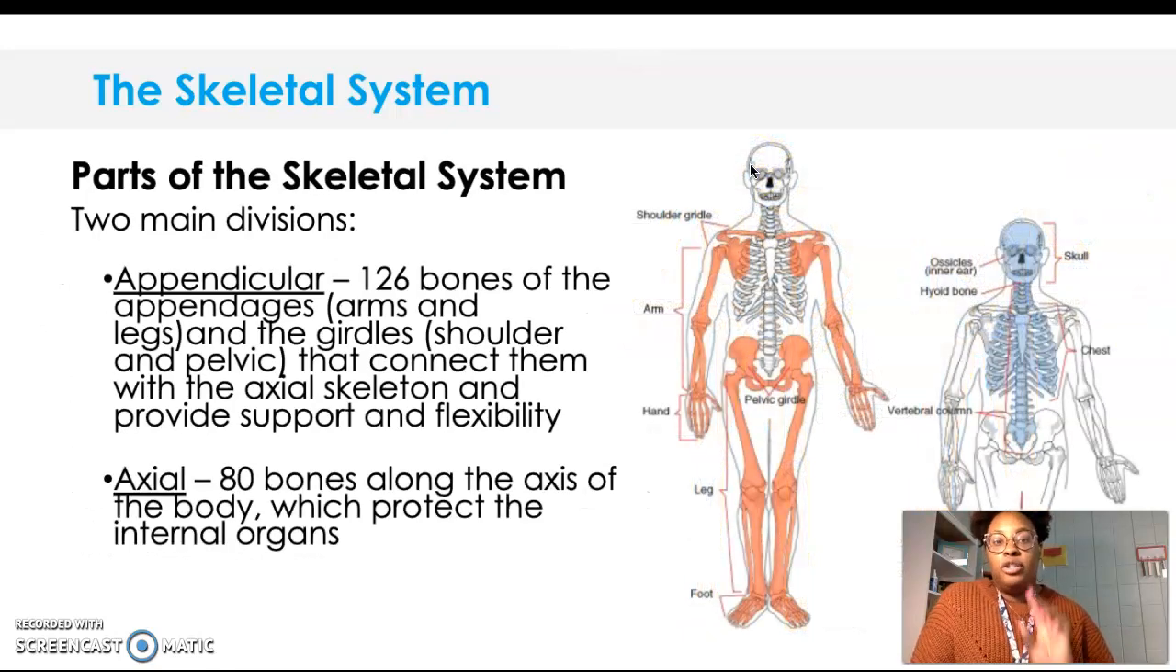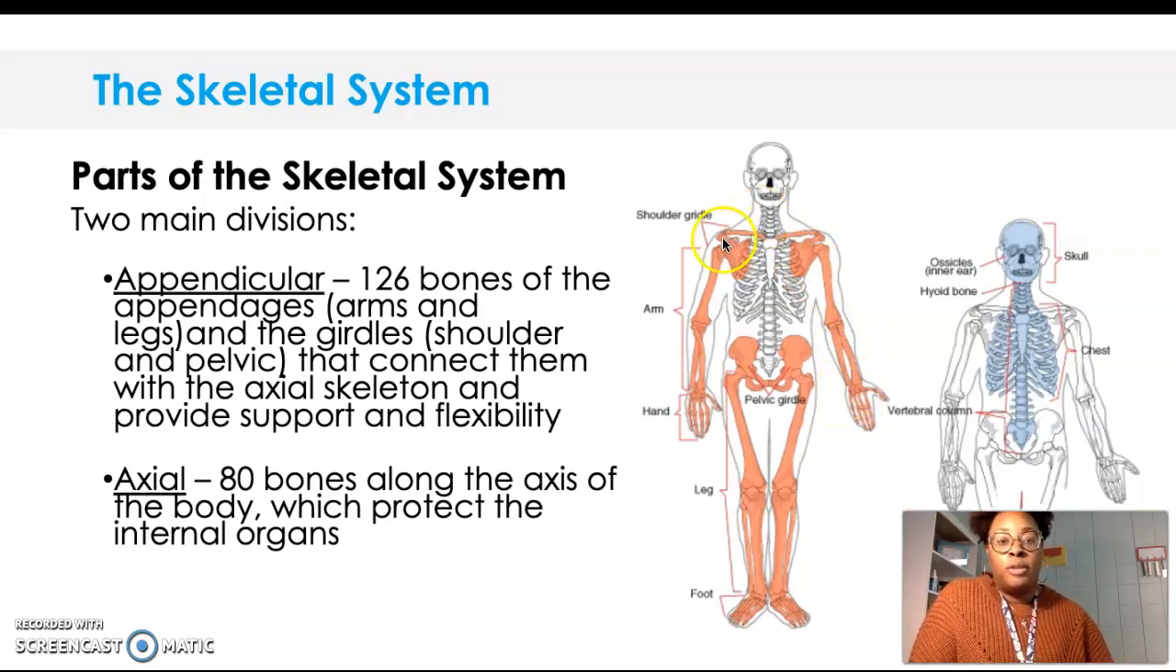Okay, so there's two main divisions of the skeletal system. You've got your appendicular and your axial. Your axial is going to be the inside bones, so like your cranium, your vertebrae, and your ribs. So that's going to be over here in the blue, and there's only 80 of those bones. There's 126 appendicular bones, and that's going to be all the bones that assist in movement.